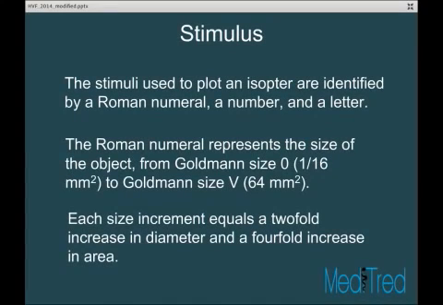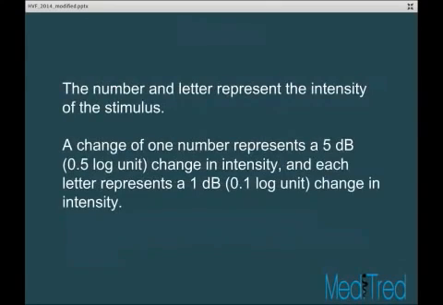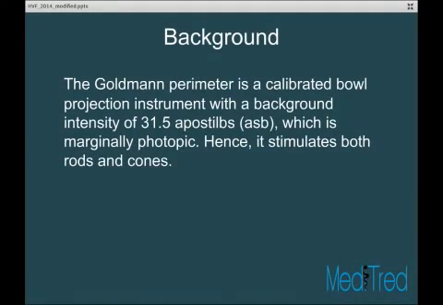As mentioned before, the stimulus size varies. The Roman numeral represents the size of the object, and classically goes from Goldmann size 0, 1/16 of a millimeter squared, to Goldmann size 5, 64 millimeters squared. Each size increment equals a 2-fold increase in diameter, and therefore a 4-fold increase in area of the stimulus. The Goldmann perimeter and the Humphrey perimeter are a calibrated bowl with a background intensity of 31.5 apostilbs, which is marginally photopic. This is to allow for stimulation of both rods and cones.